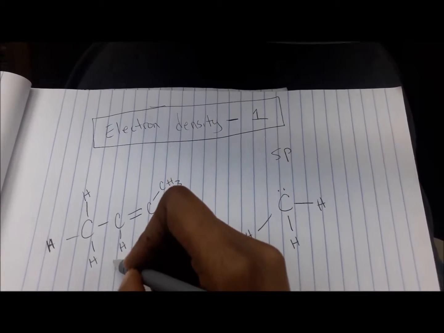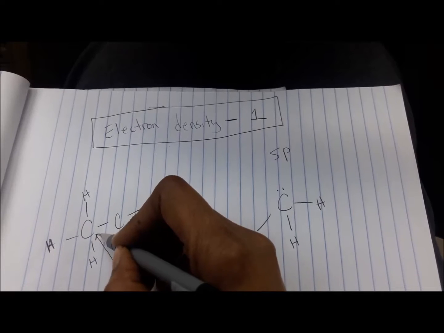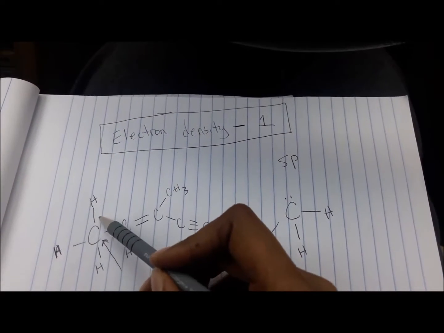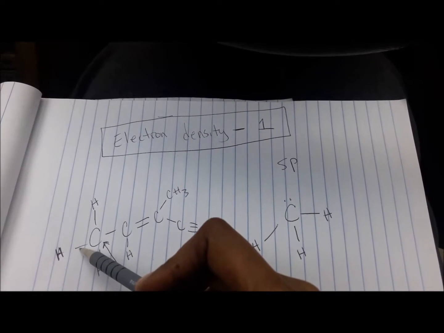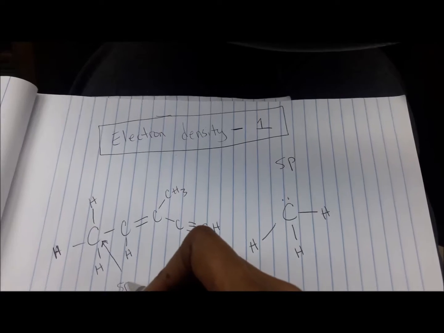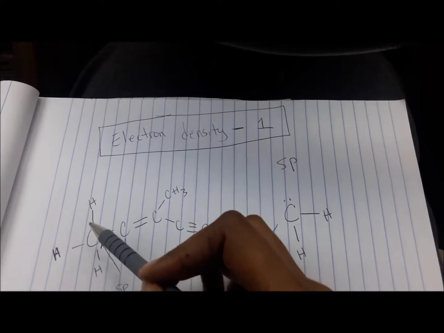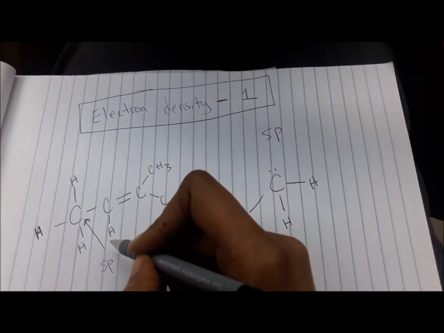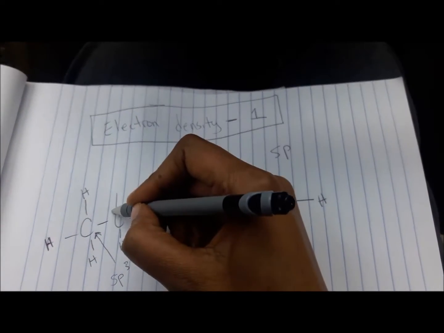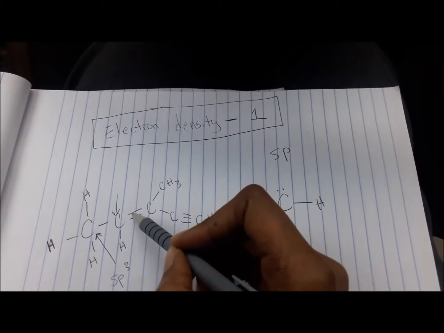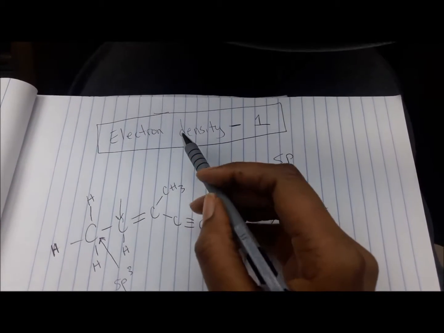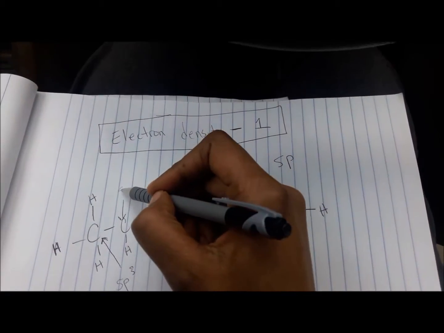So let's say we're looking at this carbon here. Take your electron densities minus 1. So this carbon has 1, 2, 3, 4 areas of electron density. So the hybridization of this one, sp, and it's 4 electron densities, but it's 4 minus 1. So this one's sp3 hybridized orbital. So let's say we're looking at this one. This carbon has 1, 2, 3. So it's 3 minus 1. This one is sp2.